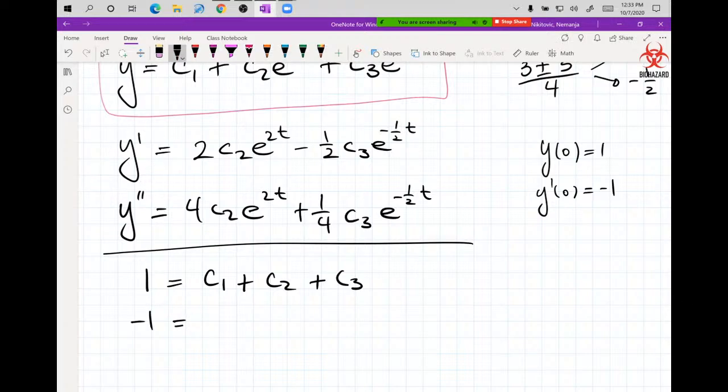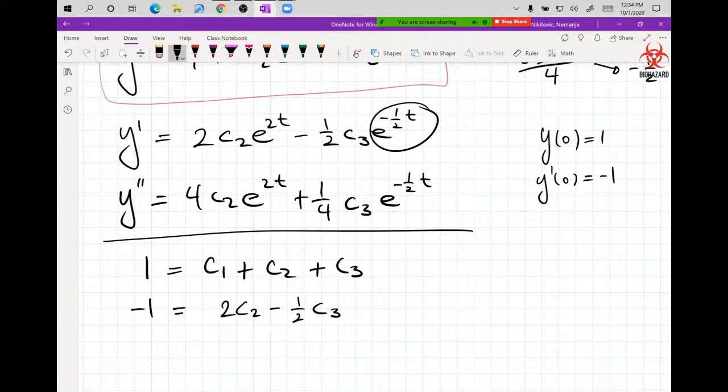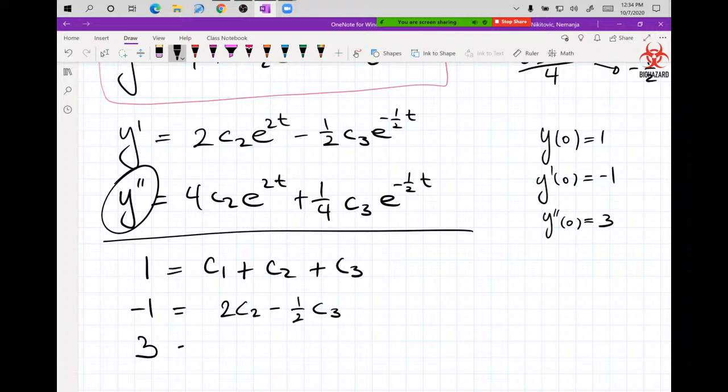equals 2c2 minus 1 half c3. Again, when you plug in 0 here, the whole thing is 1. And finally, the last one: y double prime of 0 is 3. So 3 is equal to 4c2 plus a quarter c3. So I hope you see that you can use the last two rows to come up with c2 and c3, and then you plug in c2, c3, and you calculate c1.